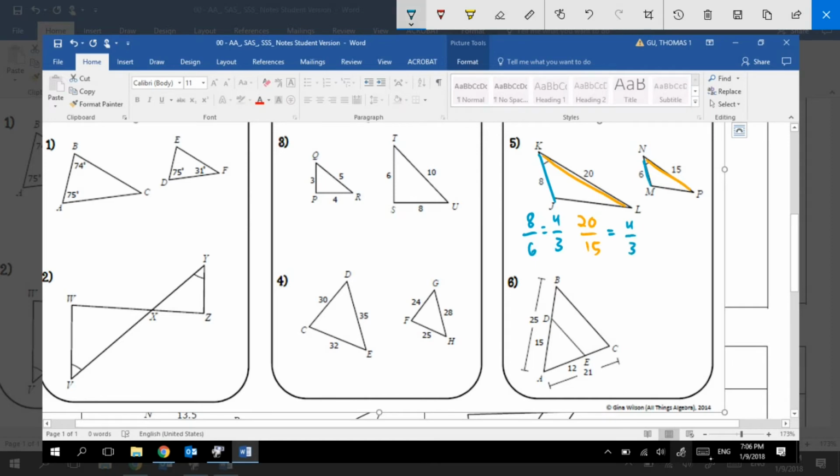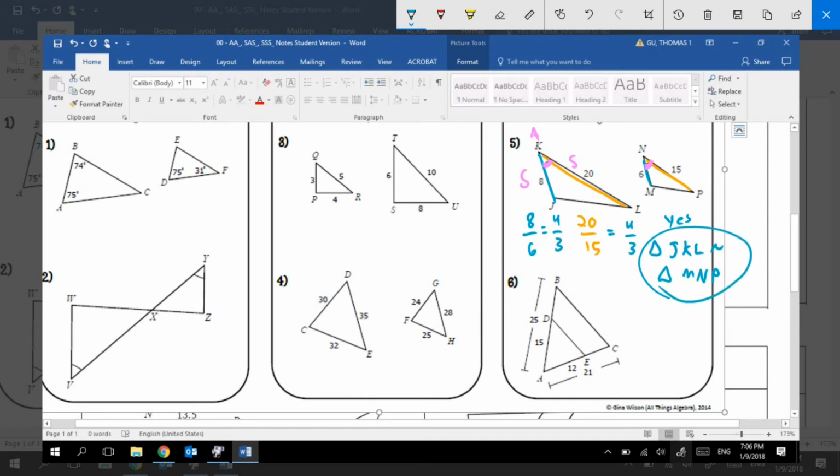Now, they tell us that this angle in between on both of the triangles is congruent. That means we've got side, angle, side. So these are, wow, I'm totally stuttering today. These are similar triangles, yes, and triangle JKL is similar to triangle MNP. Boom. There you go.